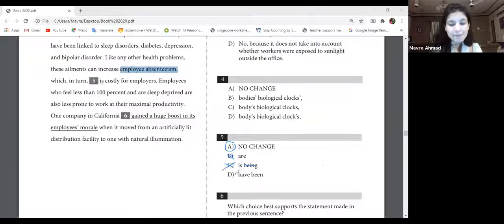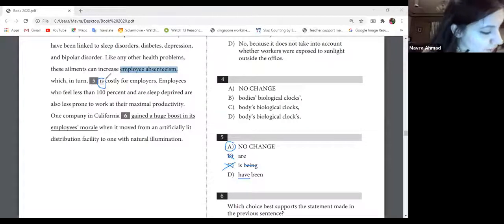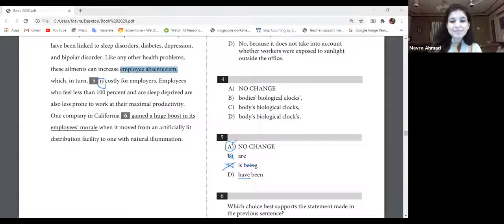Then D, have been. Employee absenteeism, which in turn have been costly for employers. Once again, have is a plural verb, so we cannot add it with a singular subject. Employee absenteeism is इसके साथ जो agree कर रहा है word, that is only is costly for employers. इसके साथ जो verb agree कर रहा है, that is only is. So is agrees with absenteeism and others fail to agree with the single subject which is mentioned in the preceding part of the sentence. So I hope that makes sense कि why no change is the right answer for this question.